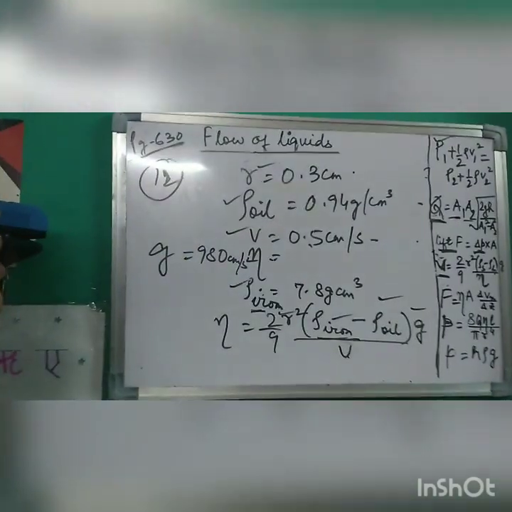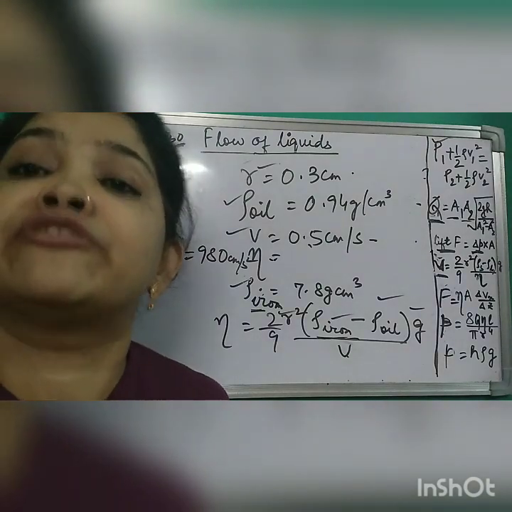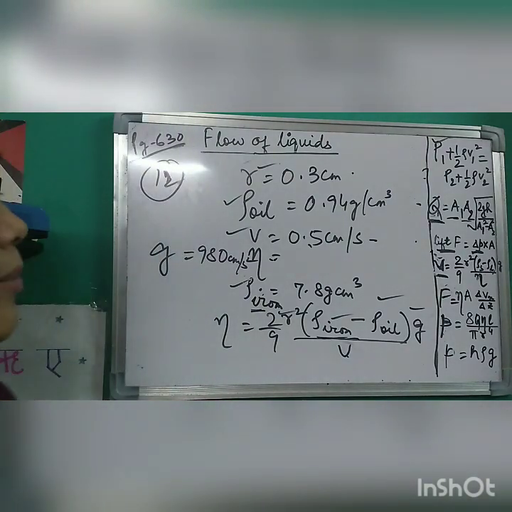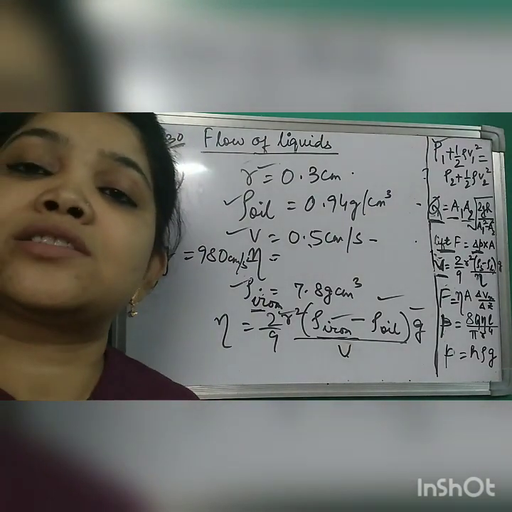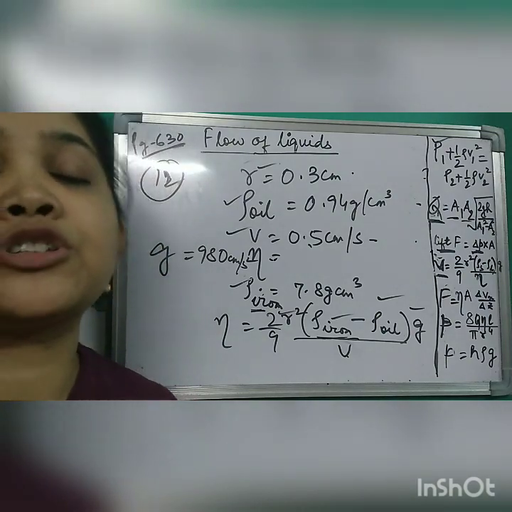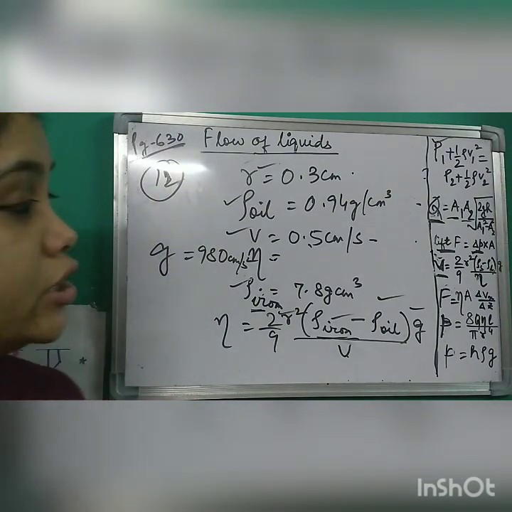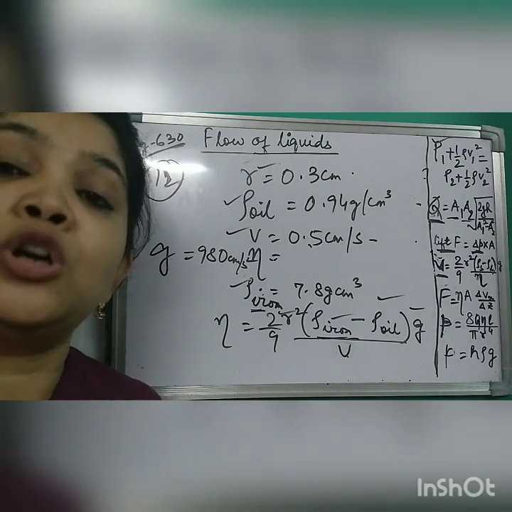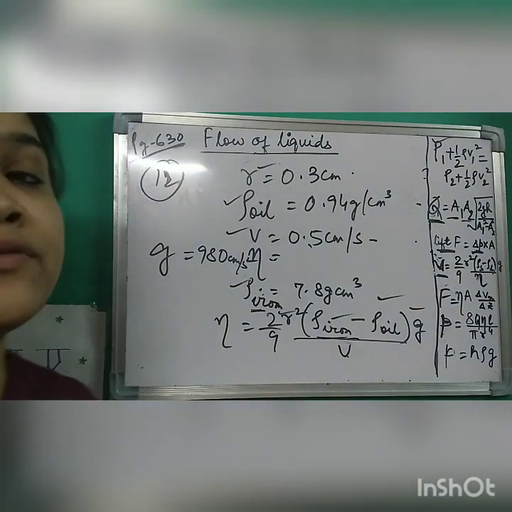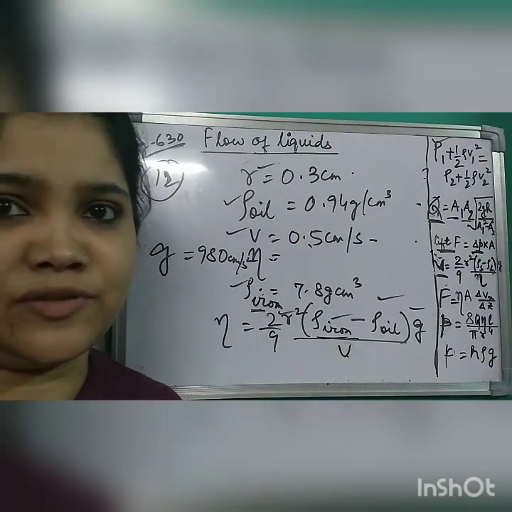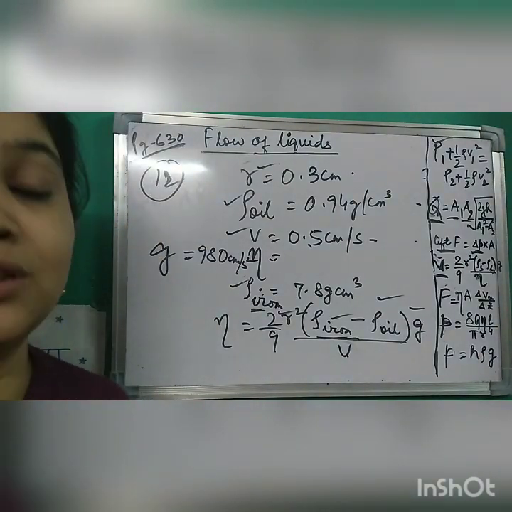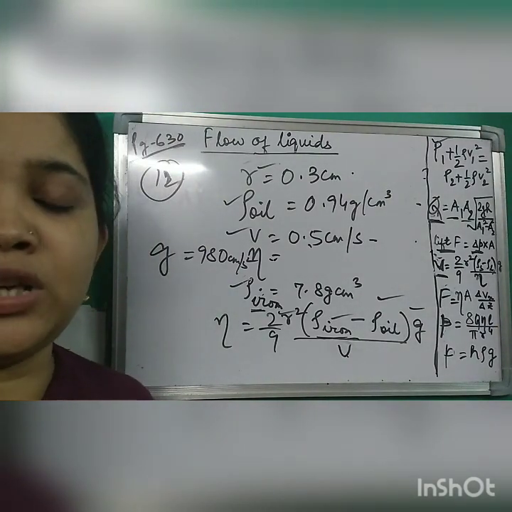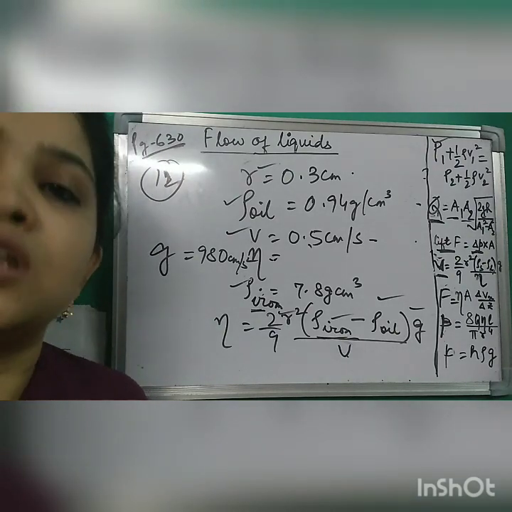Okay, now students, sum number 13, 14, 15. These are straightforward sums from coefficient of viscosity, or basically terminal velocity sums. I expect you to do 13, 14, 15 yourself, because it's the same type of sum. You do it yourself, you learn how to do it.